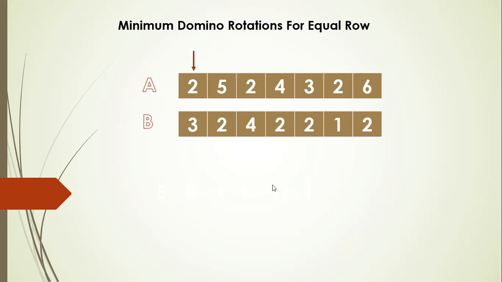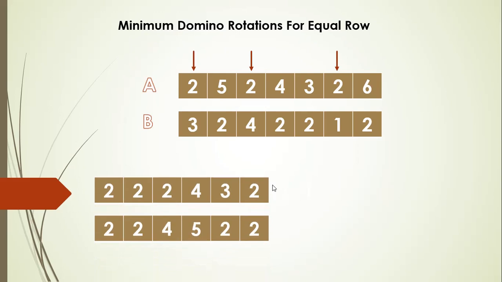So in the first column, if you rotate, we can swap the values 3 and 2. So that will be one rotation. Then in the third column, if you rotate, we can have one more 2 in row B. And in the sixth column, we can have one more 2. So that makes all values in the row B as 2. So we need 3 rotations. So a few more cases that we need to take care. So let's look at 2 more examples to get a better understanding.